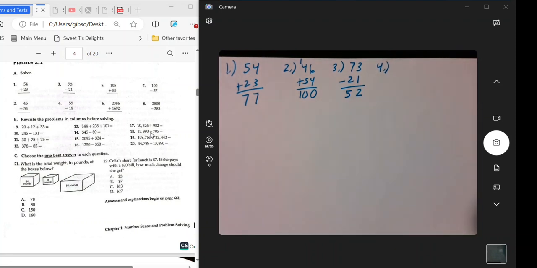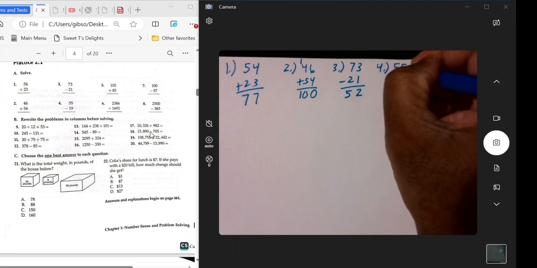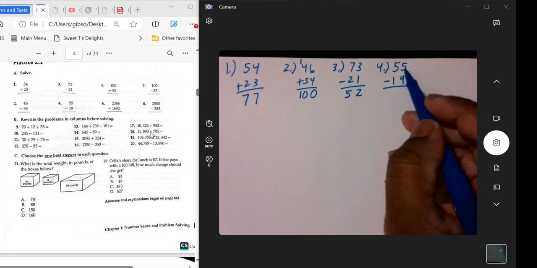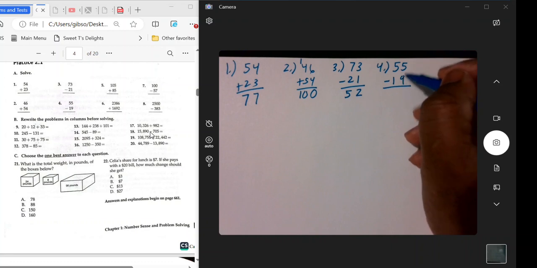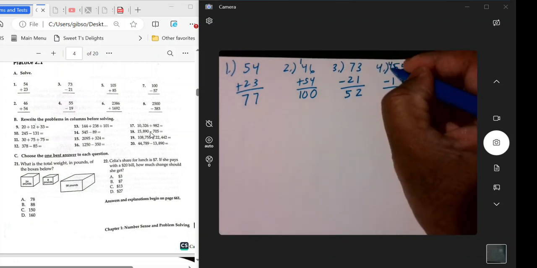Now problem number 4 is the same thing, two-digit numbers subtracting from each other. So we make sure that we have these properly lined up. So now, this problem here is a little different because we cannot subtract 9 from 5. So that's when we have to get into borrowing. So we go to the next highest place value to the left of the place value we need to borrow 4. So we will borrow 1 from the 5 and make that 4.